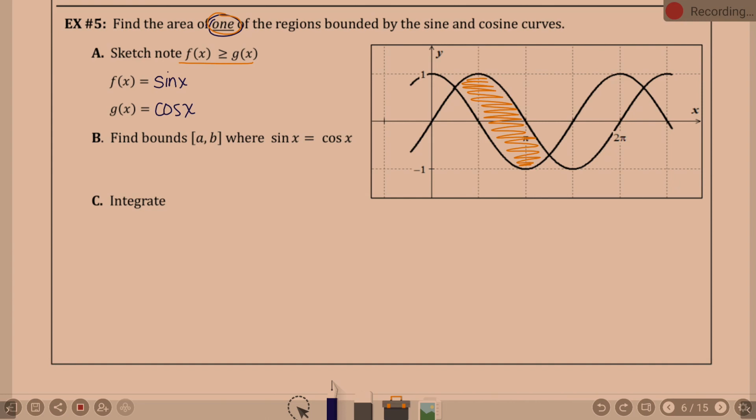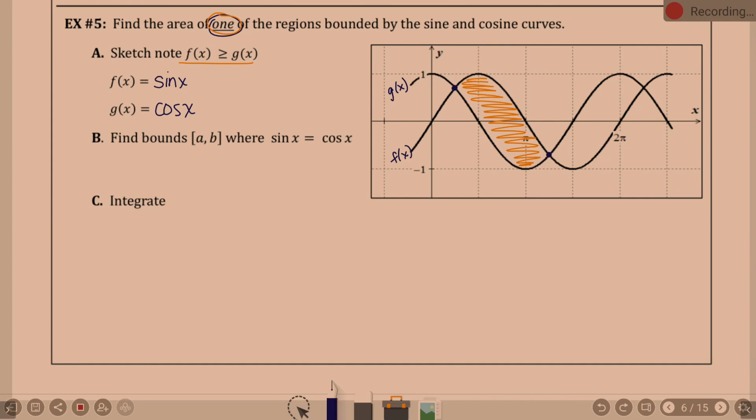Okay, so the way we're doing this is f of x, and this is g of x. Find the bounds, a and b, where sine x equals cosine x. In other words, we need to find this and that. Pi over 2, or pi over 4, and what's between pi and 3 pi over 2? So here's the deal.